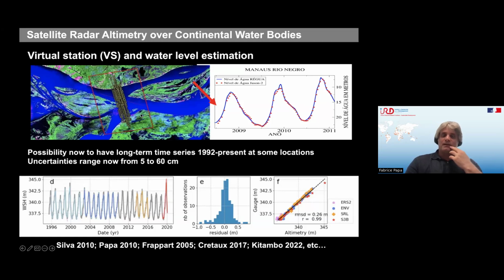So here's an illustration of how we built a virtual station over the Amazon and its comparison with in situ. It's a little bit of a vintage image, but I like to keep this one because it was one of the first. We have much better illustrations now, but this one of the Amazon was one of the first, made by Silva et al. in 2010. And at the bottom, the image is a more recent one made by Benjamin Kitambo during his PhD, where he's comparing long-term multi-mission satellite altimetry derived water elevation over the Congo River and compared to in situ data. That shows that, using data from 1995, from ERS to Sentinel-3, we have an uncertainty of about 20 centimeters, which varies depending on the mission.